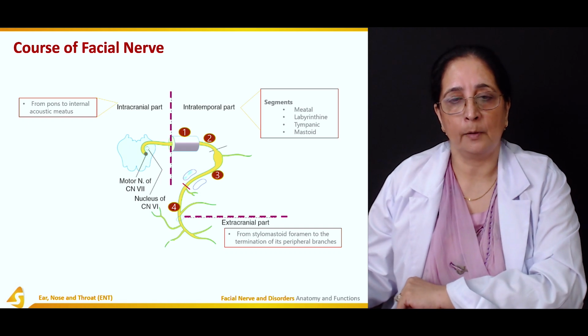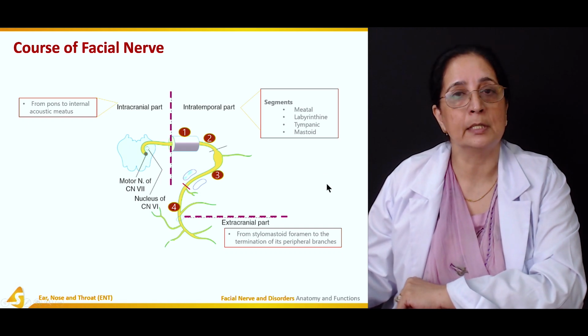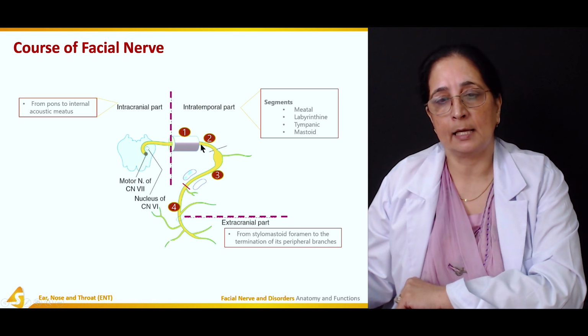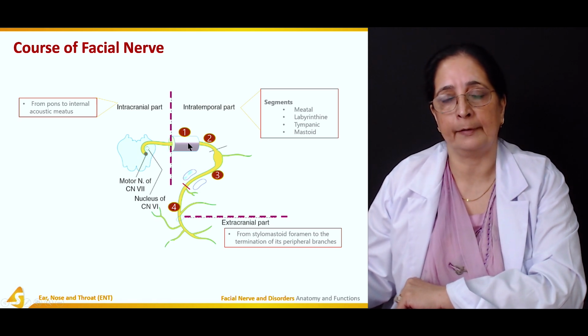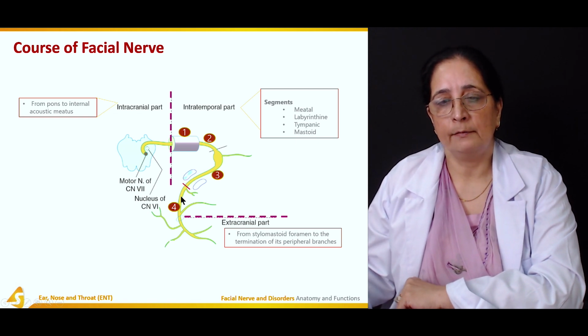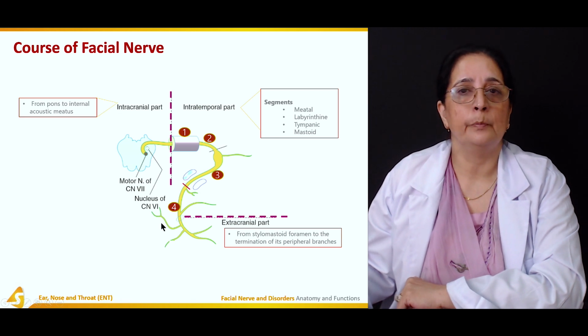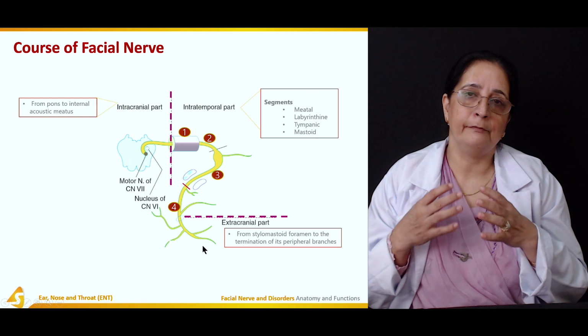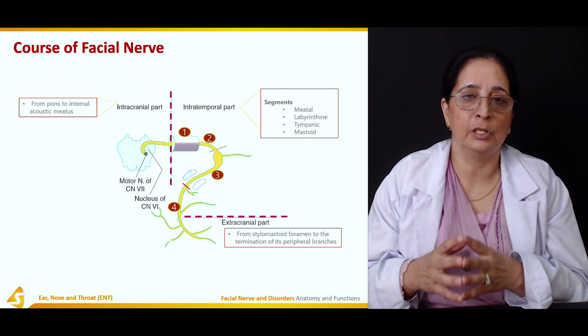Here it starts from the pons to the internal acoustic meatus. Then it has 4 segments in the intratemporal region. We have meatal, labyrinthine, then the tympanic and mastoid. And then the terminal branches. This is the foramen from which it comes out and divides into peripheral branches. So that's the very simple course of the facial nerve.